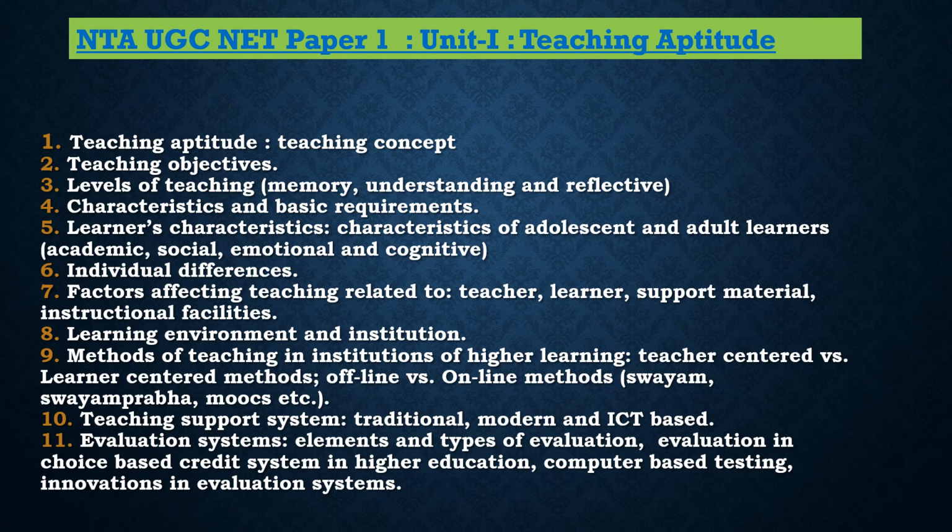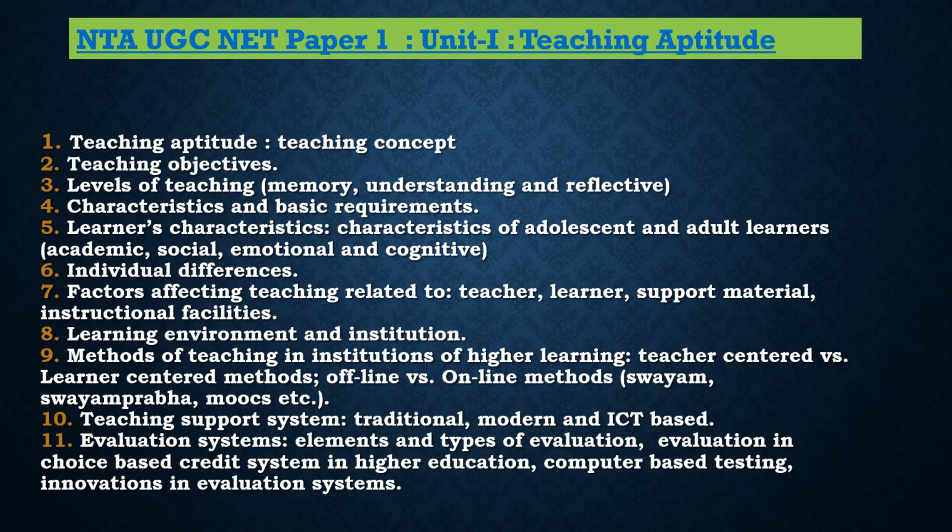I have segregated it into 11 topics, that is teaching aptitude: teaching concept, teaching objectives, levels of teaching in that memory, understanding and reflective levels, characteristics and basic requirements, learners' characteristics in that characteristics of adolescent and adult learners in that academic, social, emotional and cognitive learning, then individual differences, factors affecting teaching related to teacher, learner, support material and instructional facilities, then learning environment and institution, methods of teaching in institutions of higher learning, teacher centered versus learner centered, offline versus online, then Swayam Prabha, MOOC, etc.